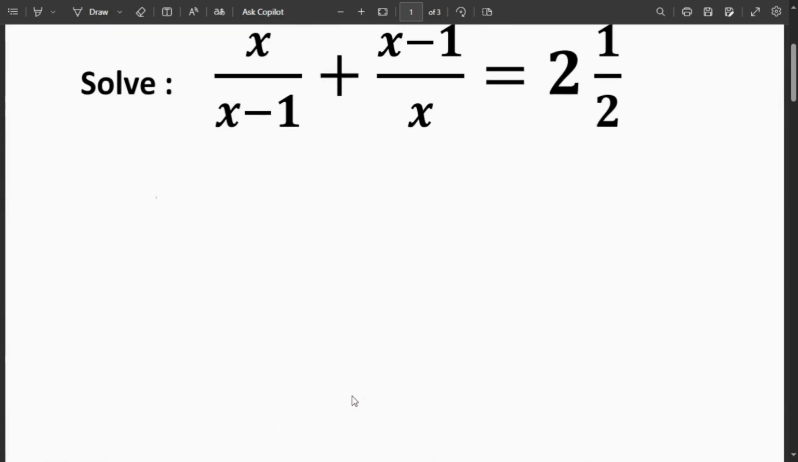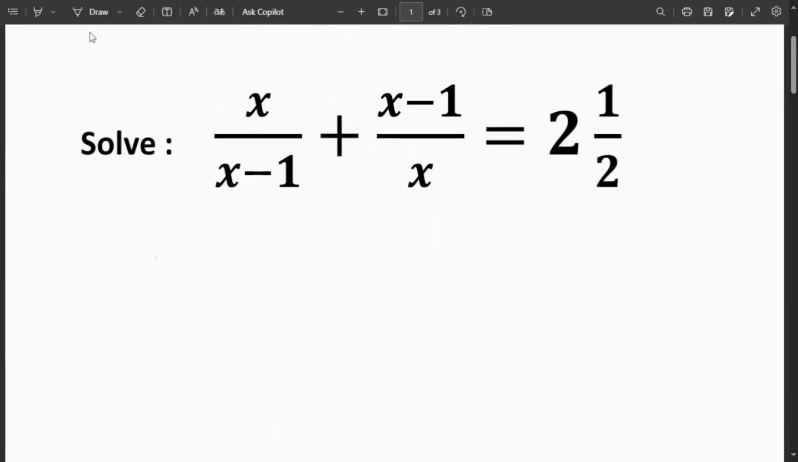The equation is x divided by x minus 1 plus x minus 1 divided by x is equal to 2 whole 1 by 2. So first, write the given equation: x divided by x minus 1 plus x minus 1 divided by x is equal to 2 plus 1 by 2, that's equal to 5 by 2.